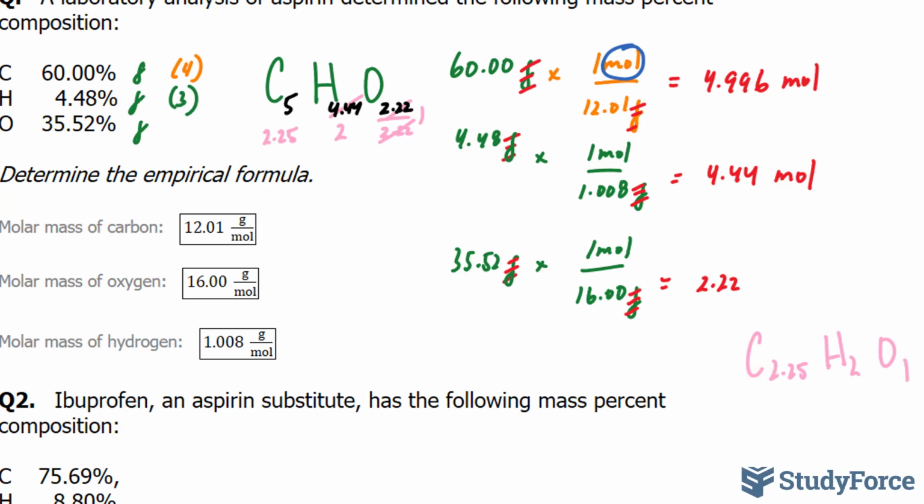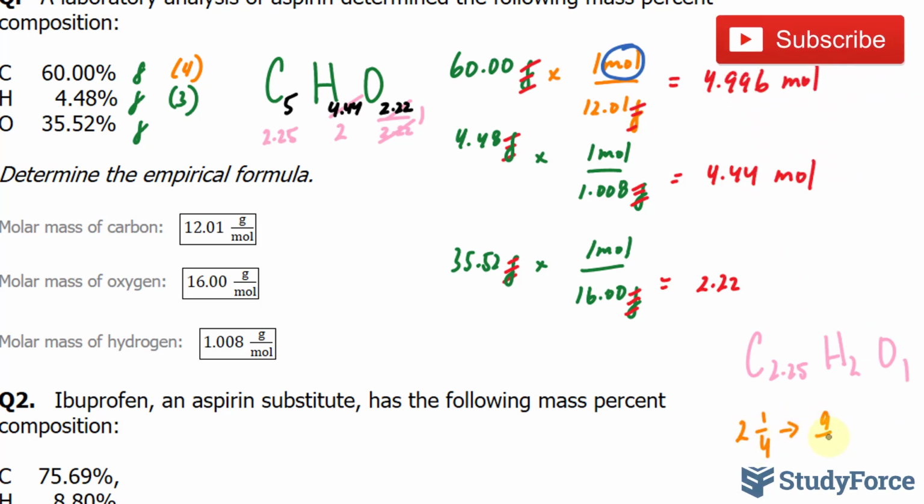2.25 is actually the same thing as 2 1/4. 2 1/4 is the same thing as 9 over 4. And if you don't believe me, you can place these in your calculator. You'll find out that they equal 2.25. Now, because 9 is over 4, I need to multiply each of these atoms, each of their moles, by 4.